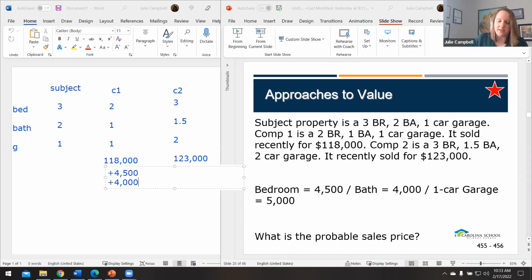So I take my $118,000, I add the value of a bedroom, and I add the value of a bathroom, and I have an adjusted price of $126,500. This is comp one as it relates to my subject. We're never going to compare comp to comp. We're always going to compare each comp to the subject.